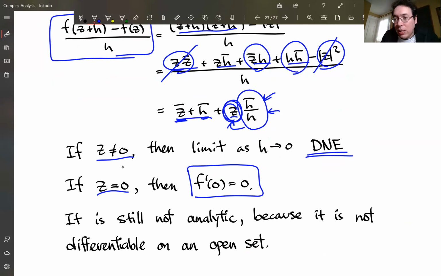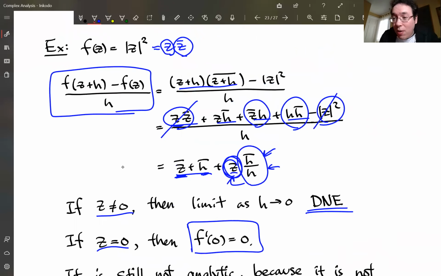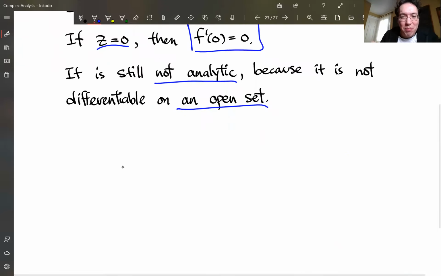Okay, so it is complex differentiable at 0. We still would not call this function analytic. It's not analytic because it's only complex differentiable at one point, at the origin, and that's not an open set. Remember, for it to be analytic or holomorphic, it has to be differentiable in a small patch of points or some open set. And this guy is not. So the modulus squared function is also not analytic, although it is complex differentiable right at the origin.